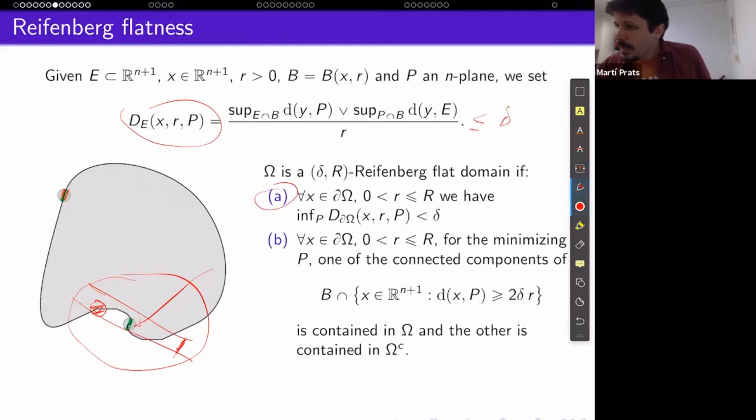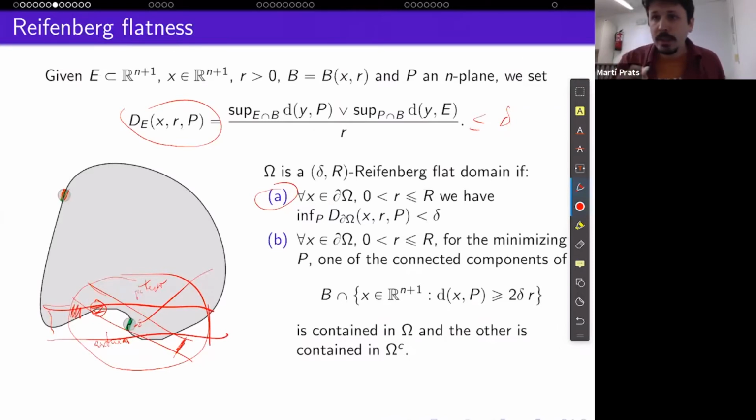And moreover, what we ask is also that this delta strip that covers the boundary of the domain separates the interior and the exterior of the domain. Note that here this is interior and this is exterior. Well, this is not true here because we have a piece that is giving problems for us. So at this scale we should take perhaps this.